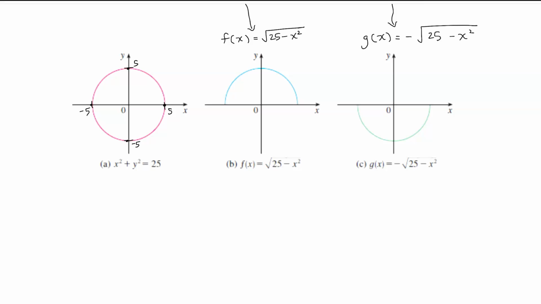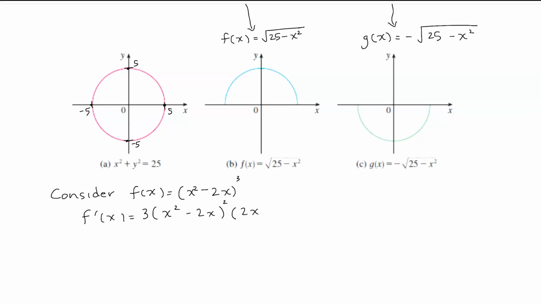Now, just to give you a preview of what we're going to be doing, let's consider a function f of x that is x squared minus 2x, all raised to the third power. Using the chain rule that we've learned, we can find the derivative f prime of x by bringing the power 3 down in front, taking the function as is and raising it to one lower power, that would be the second, and then multiplying by the derivative of the base function.